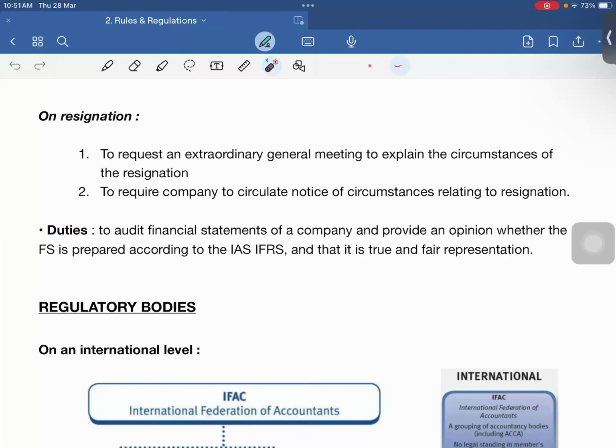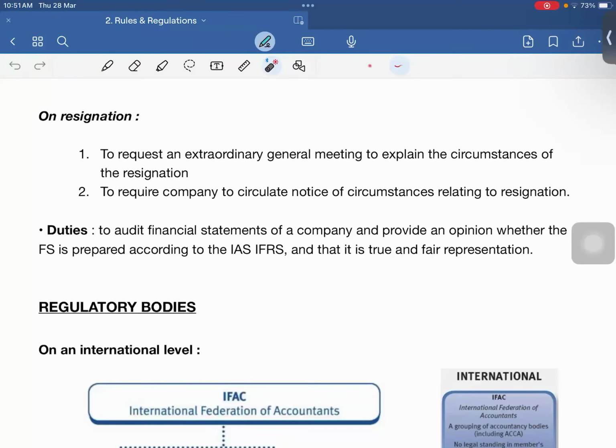Next one is the duties. The duties of an auditor are straight and simple. He is there in order to audit the financial statements of the company, and he is going to provide an opinion on the company's financial statements, whether or not they are a true and fair representation. Understood?